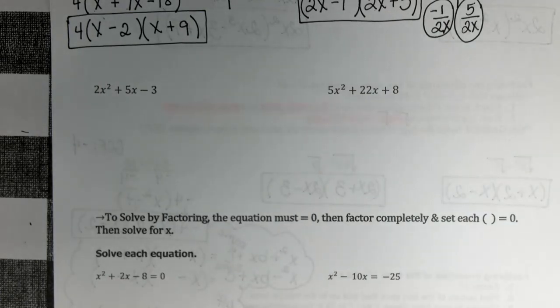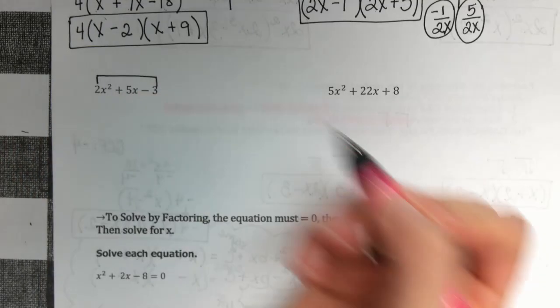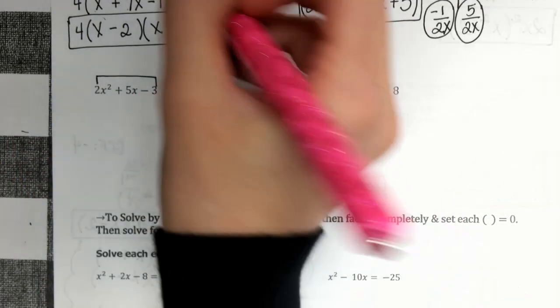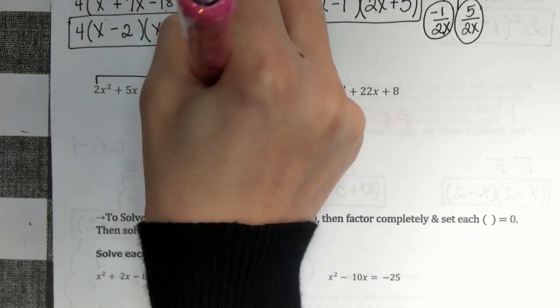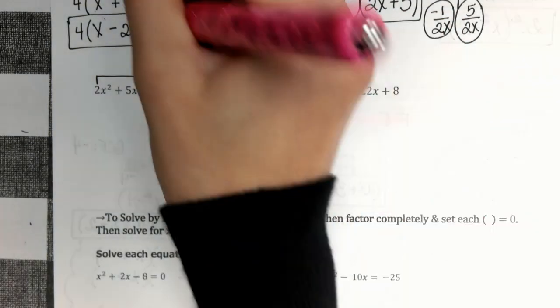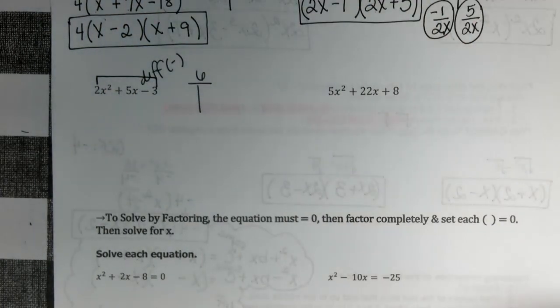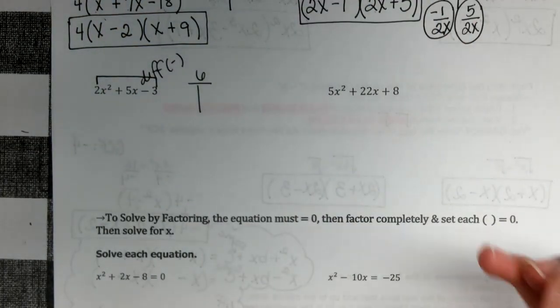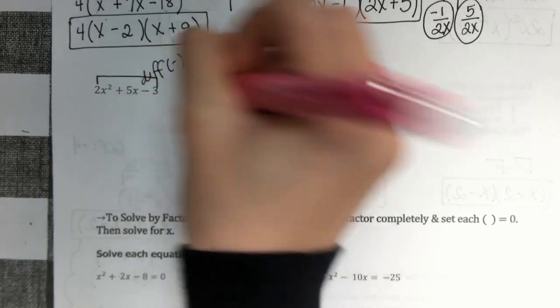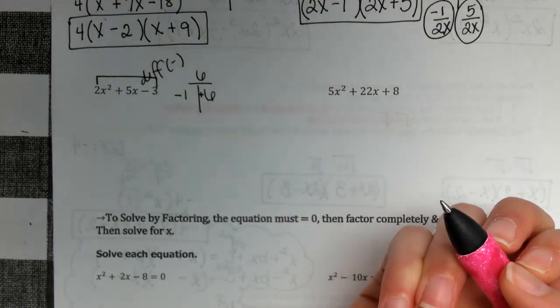Okay, so then we do another one. 2x squared plus 5x minus 3. I do not have a GCF, so I multiply first times last. 2 times 3 gives me 6. Are they going to be the same or different signs? Different signs. So what factors of 6 will subtract to give me 5? 1 and 6. 1 will be negative, 6 will be positive, because 6 is my largest factor.